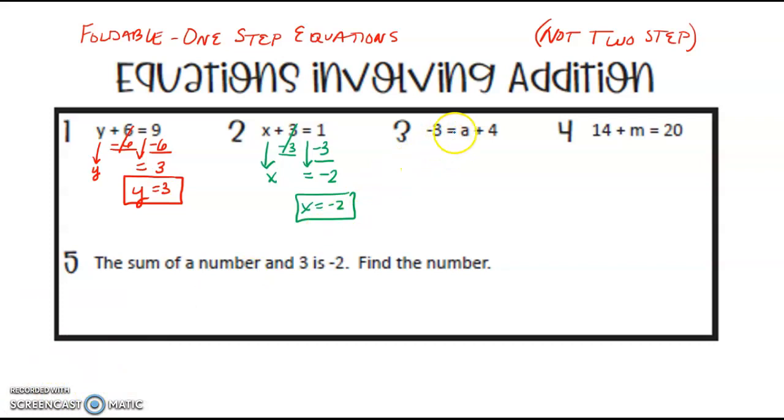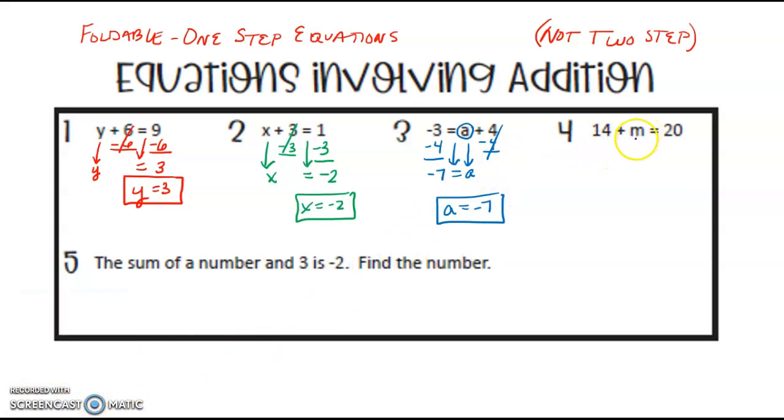Okay, here I have negative 3 is equal to a plus 4. Again, my whole goal is to get the variable on its own. So right now I'm adding 4, and I need to get rid of that. So I'm going to subtract 4. My a is going to come down. My equals comes down. And if I subtract 4 on this side, I need to subtract 4 on this side. Negative 3 minus positive 4 is going to be negative 7. So if I want to write it the other way, I can. This is the same thing.